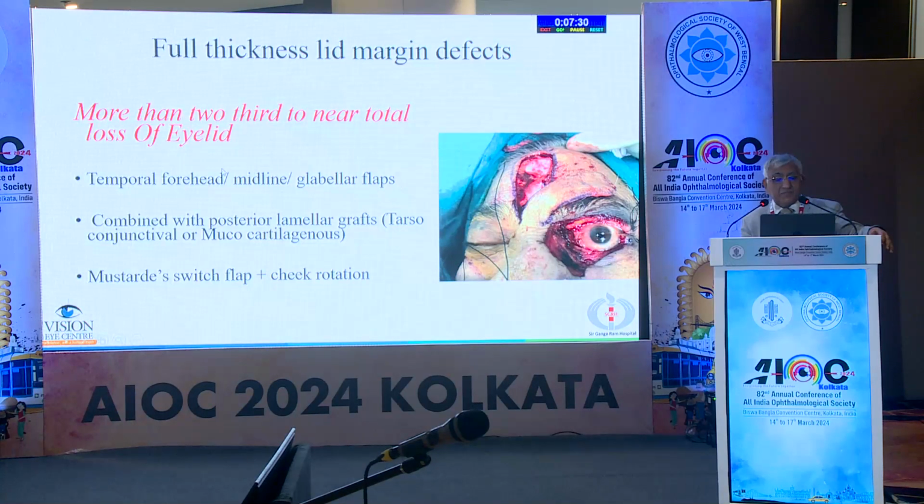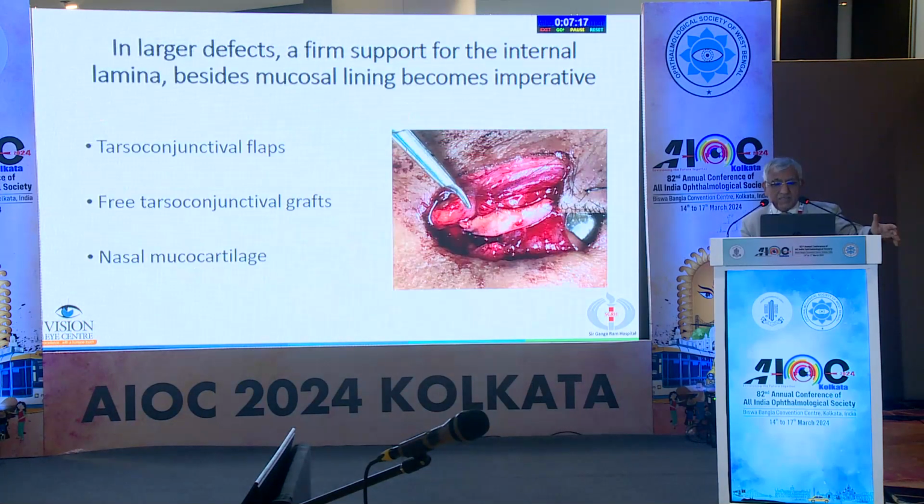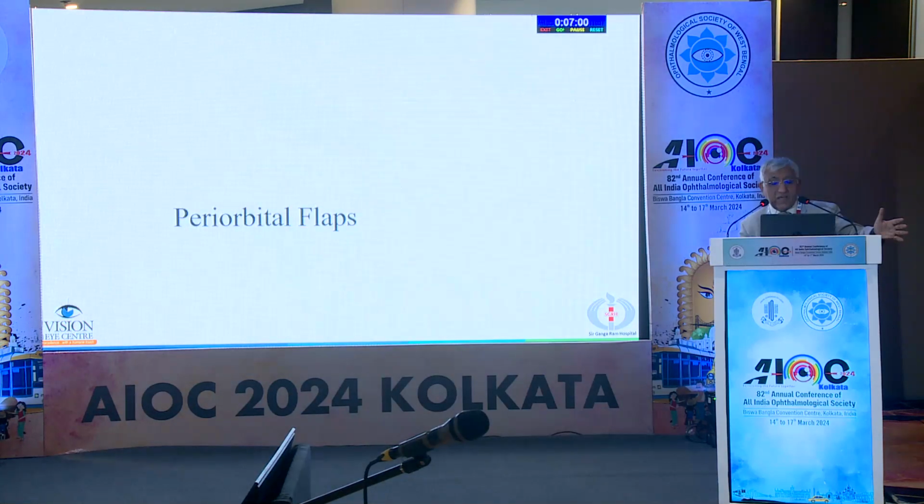The flaps which are used are the glabellar or a midline flap or a temporal forehead flap, and then you need a posterior support as well. Mustardé flap is less often used because it's a fairly large mobilization with scars. So a firm support for the internal lamina is also important when you're creating a large defect. So a free tarsoconjunctival graft is often used, but tarsoconjunctival flaps for the relatively smaller defects work well.